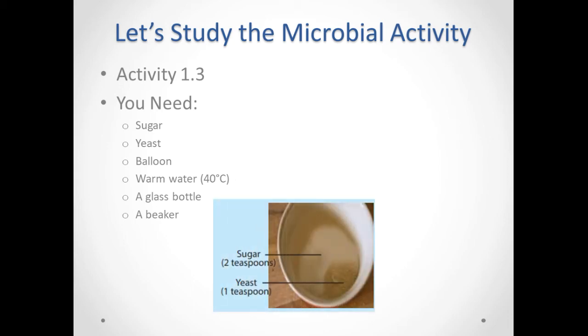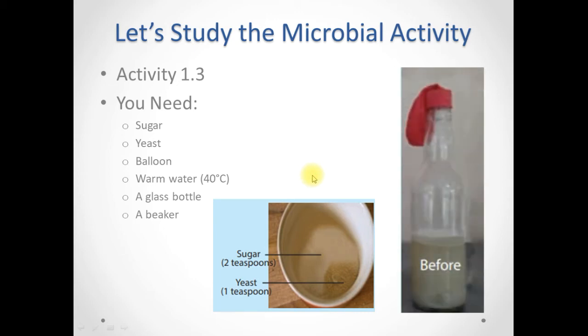First, dissolve 2 teaspoons of sugar in 200 milliliters of warm water and add 1 teaspoon of yeast. Mix well and leave it for about 20 minutes. Next, you have to prepare the same mixture again and put it into a glass bottle. Then fix a balloon on the mouth of the bottle and leave those two set up for about 20 minutes.